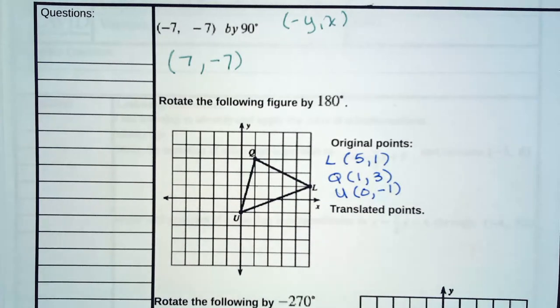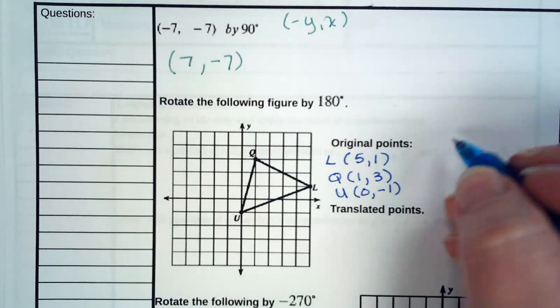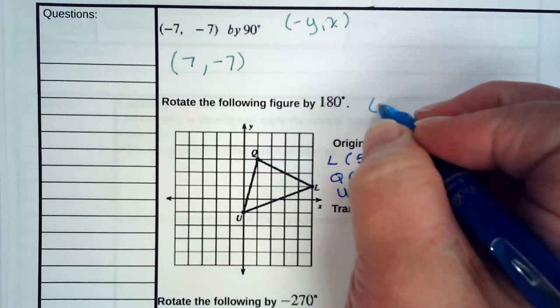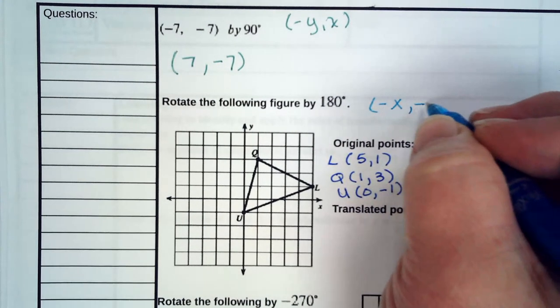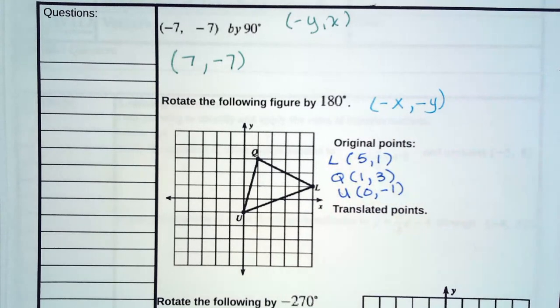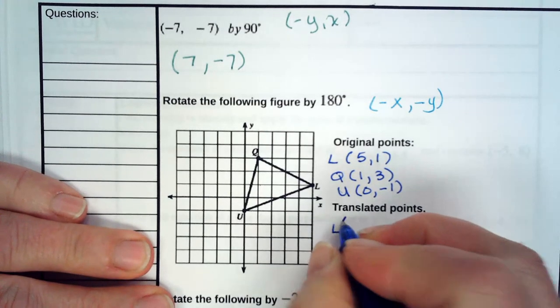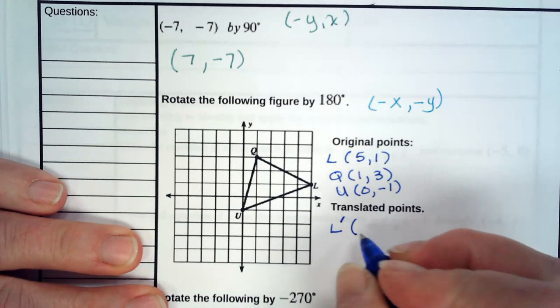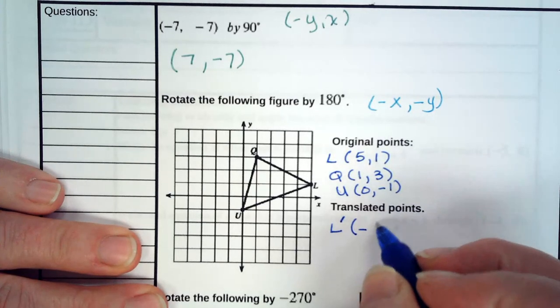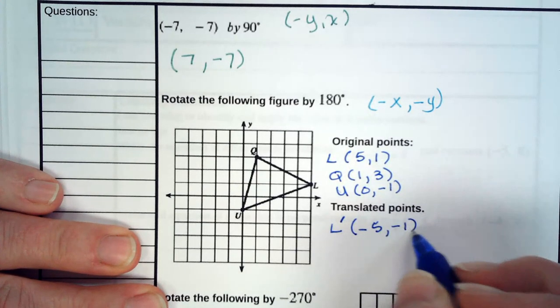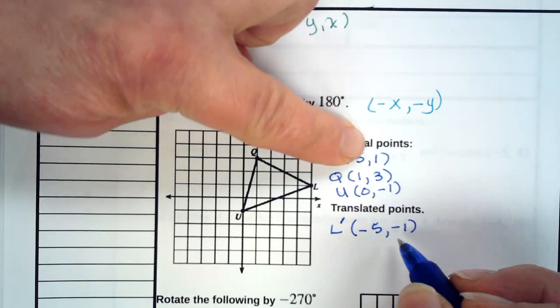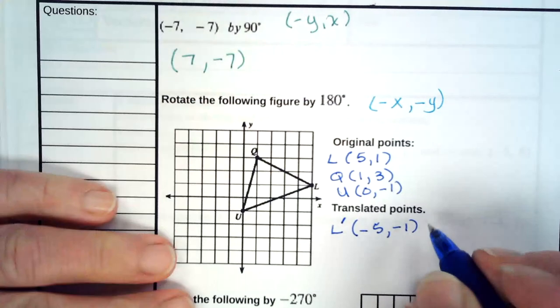What is the rule for 180 degrees? You keep the letters where they're at, but you negate them. You find their opposites. So, L prime: negative 5, negative 1. What's the opposite of 5? Negative 5. Opposite of 1 is negative 1.